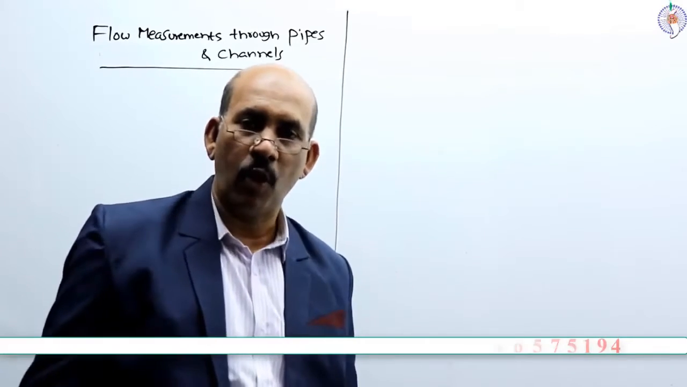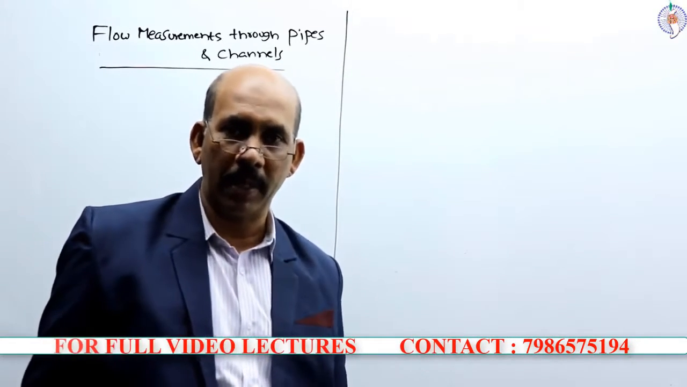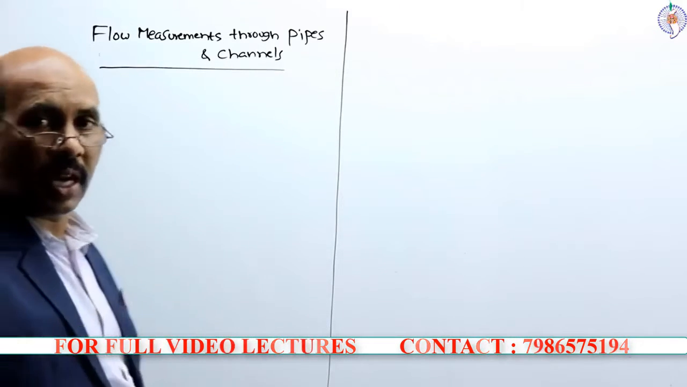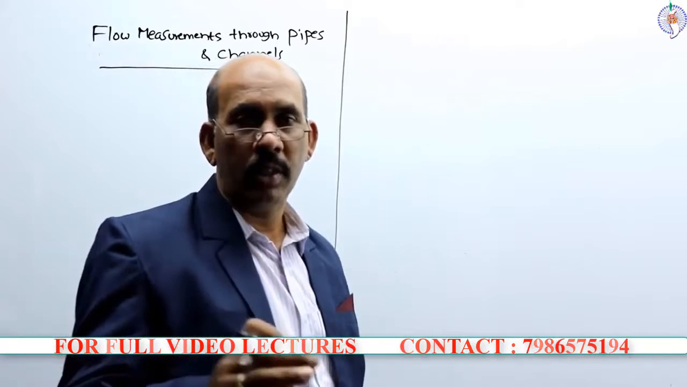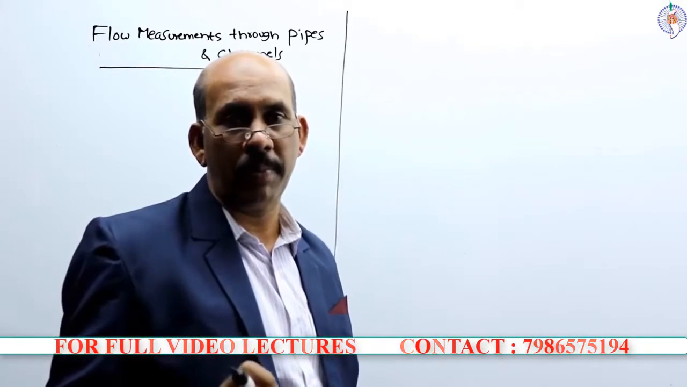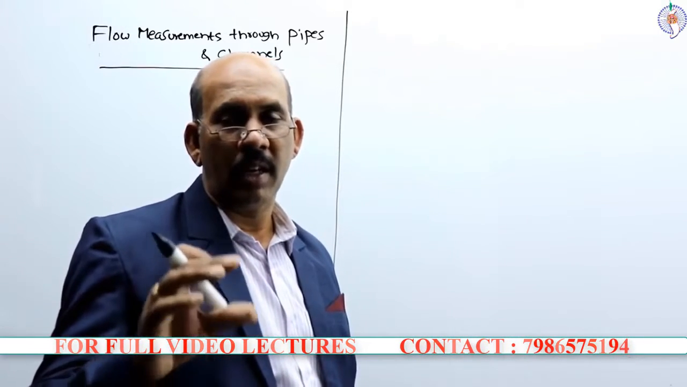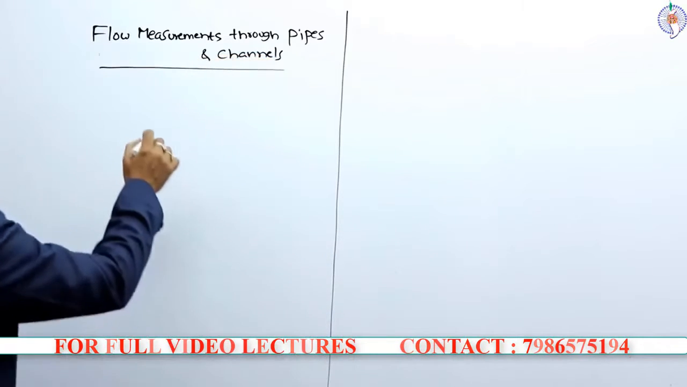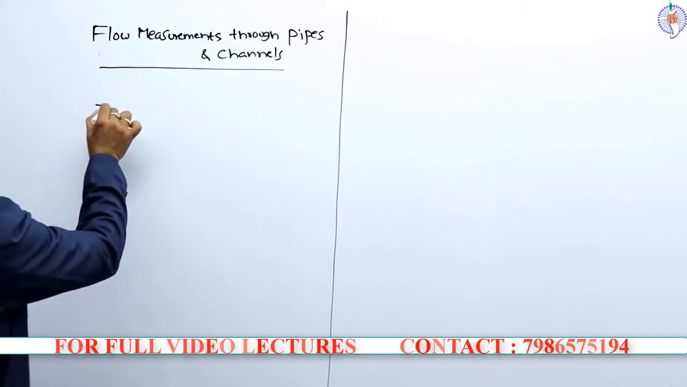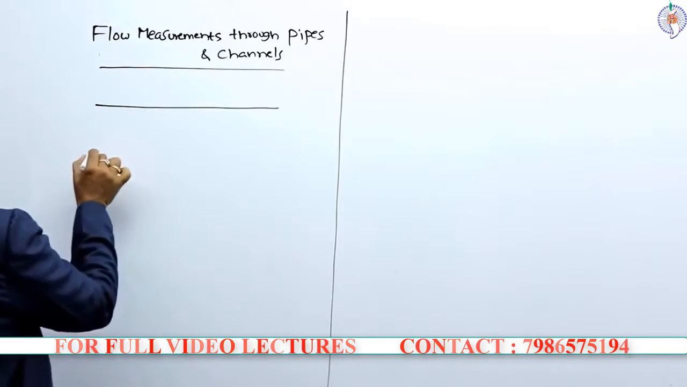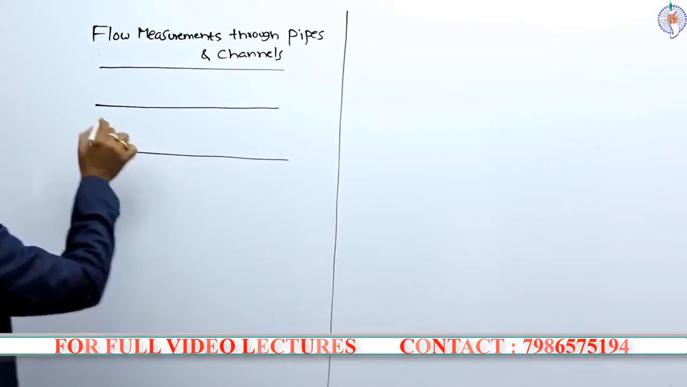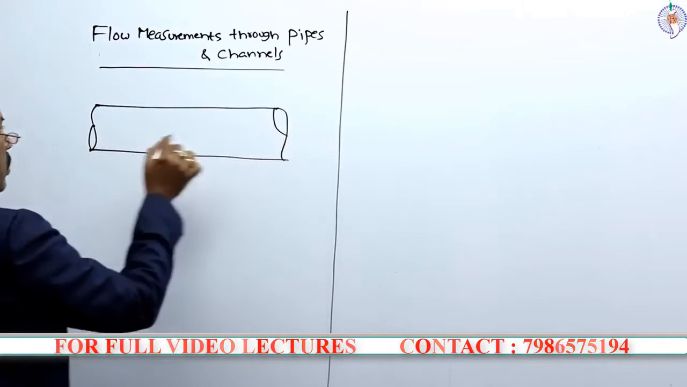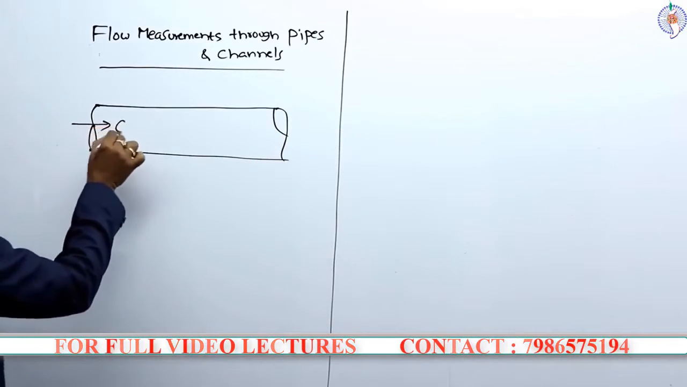Let us see the flow measurements through the pipes and channels. In order to measure the amount of flow taking place through the pipe, we want to calculate what this particular flow is. Suppose this is a horizontal pipe, and we want to know the quantity of flow.